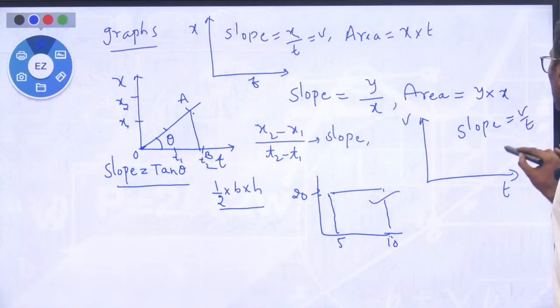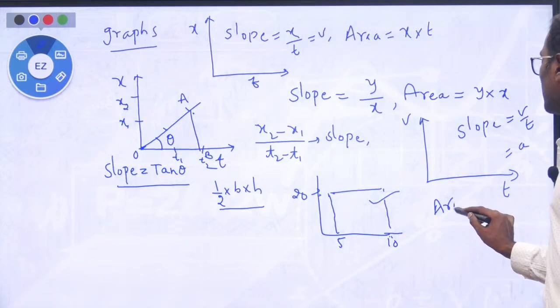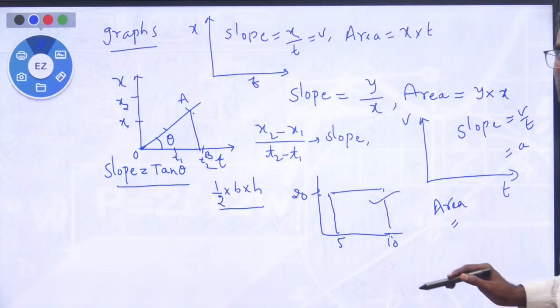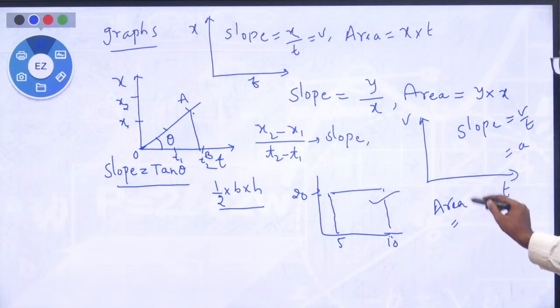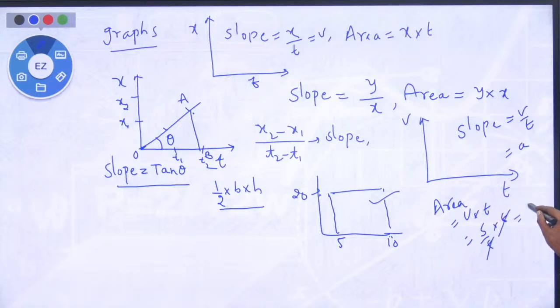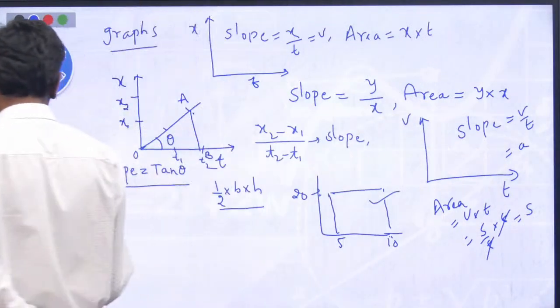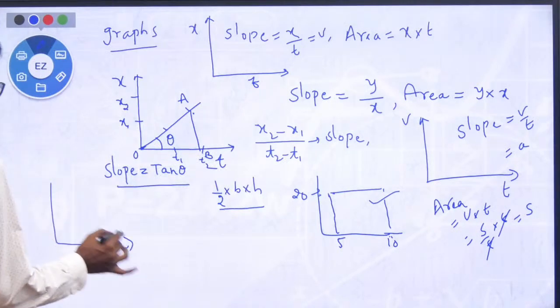v by t gives acceleration. So what is the area under the velocity time graph? Area is equal to velocity into time. Velocity can be written as displacement by time, into time. Time cancels. It gives displacement. Area under the velocity time graph gives displacement.